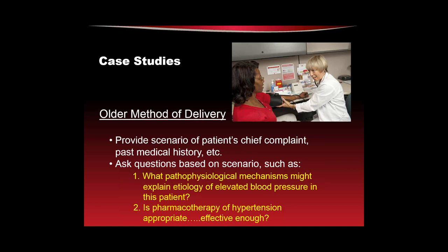So straightforward questions we might ask are, if we were talking about someone with hypertension, what pathophysiological mechanisms might explain the etiology of elevated blood pressure in this particular patient scenario? We might ask about pharmacotherapy of hypertension in the scenario. Is it appropriate? Is it effective enough? So those are some of the ideas that we would cover in the old method of simply providing a scenario, then asking questions.